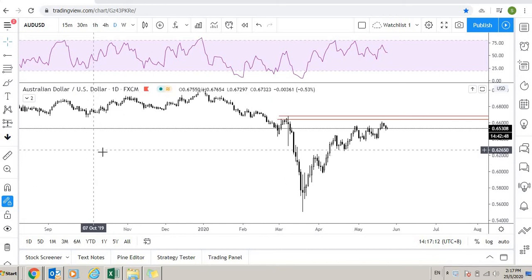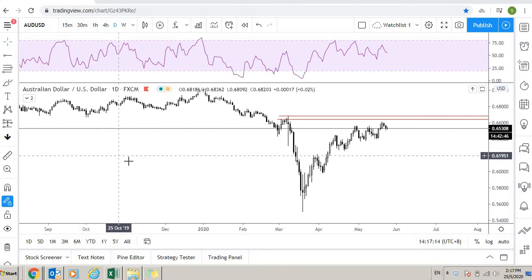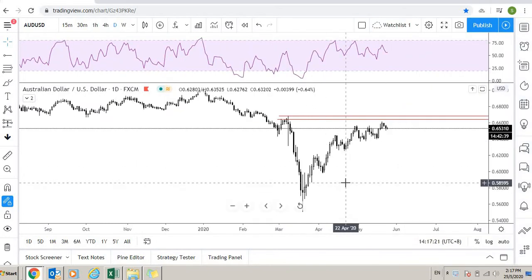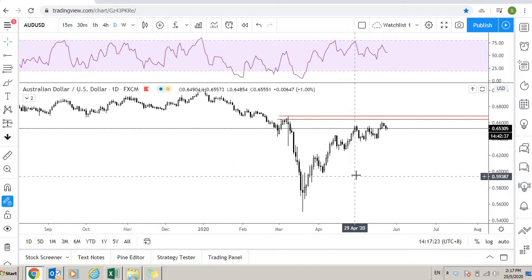Hello everyone. Today I would like to share some of the analysis for these few pairs of forex pairs with you. So we will start with AUDUSD.